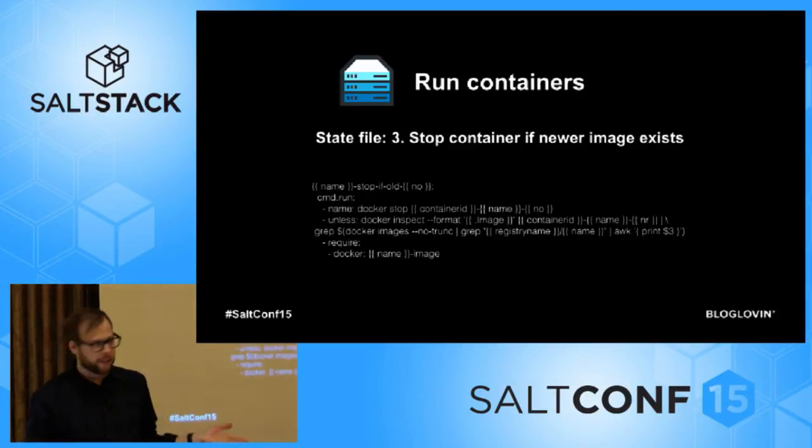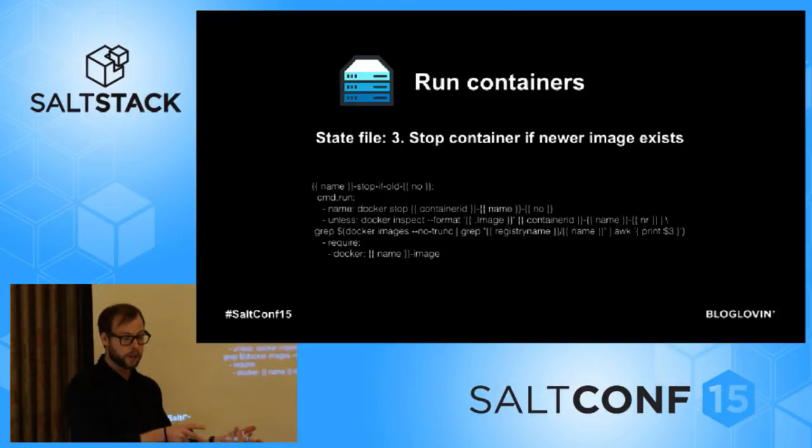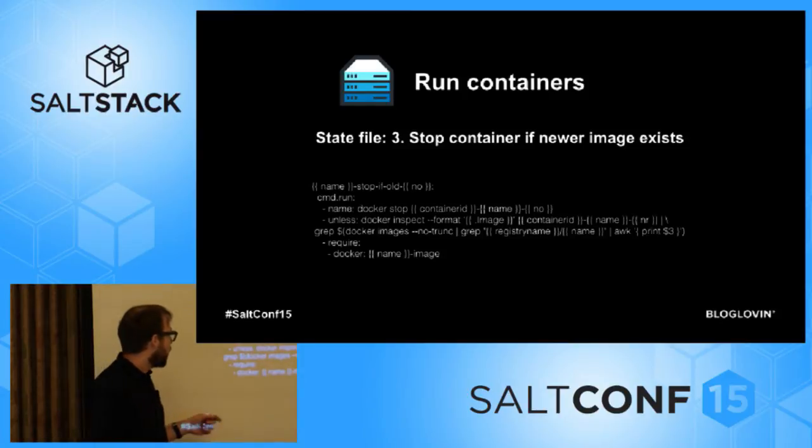What we're doing then in this kind of rolling deploy is that we actually check the version running against the new Docker image that we pulled down. Is it the same, or has the image changed? We're only removing and doing a deploy if an image has changed. So we're using unless on a cmd.run.